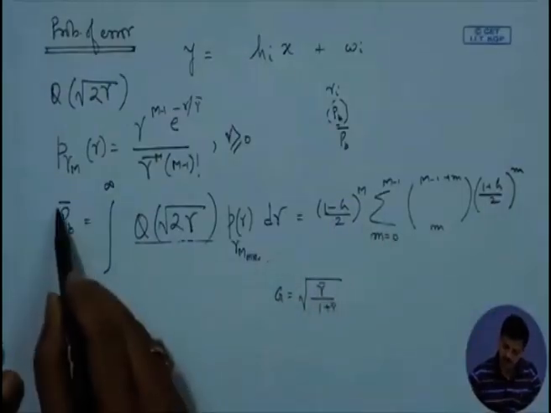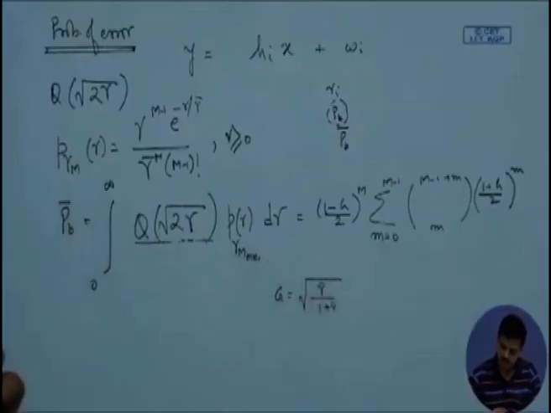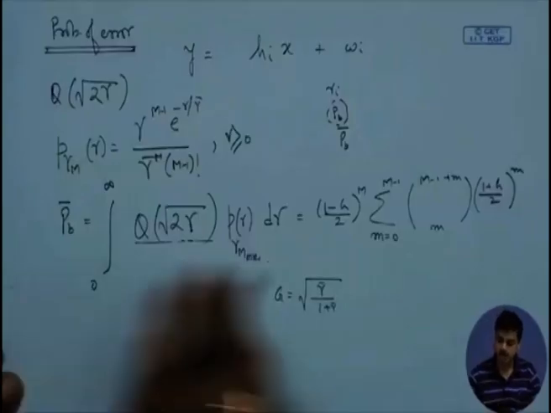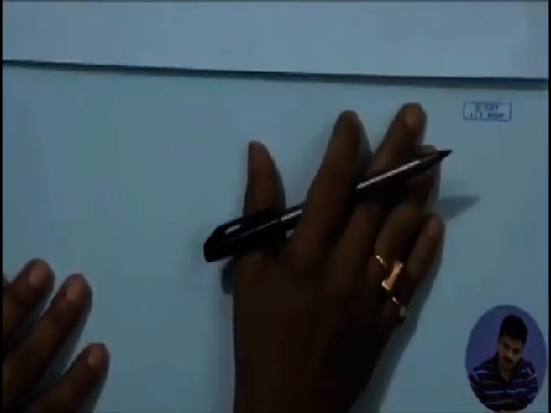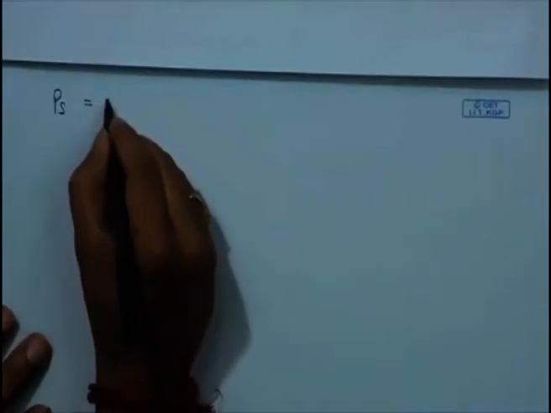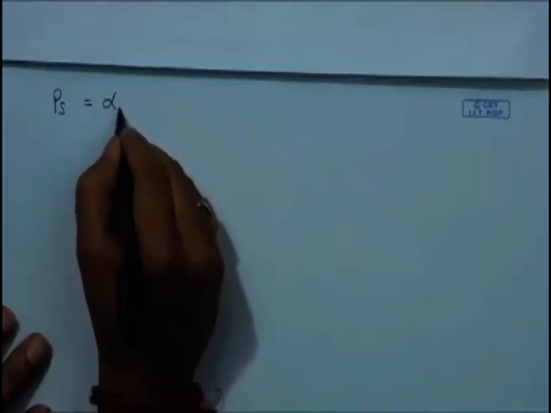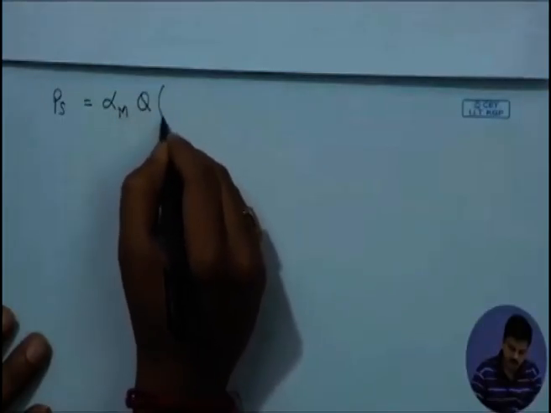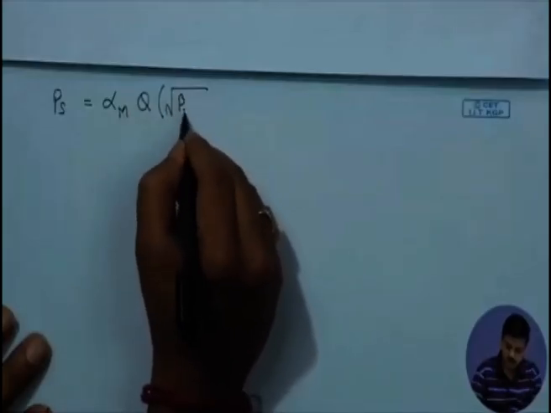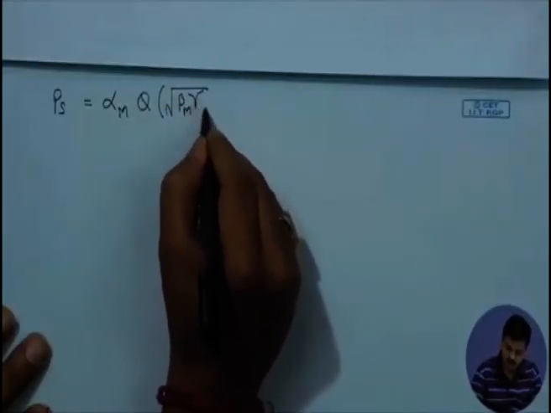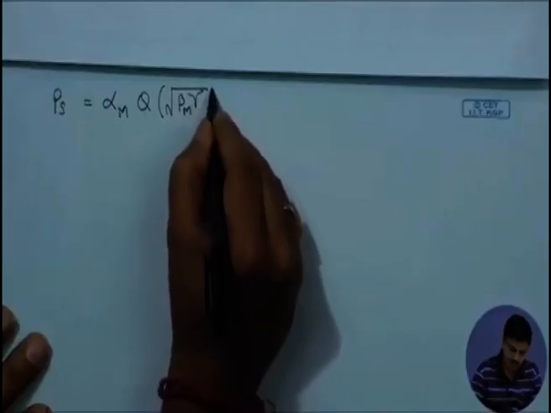Now this way to calculate the probability of error is not so straightforward, but there are other techniques by which we can do it. So let us take one particular method of doing the error probability calculation. In general, the probability of symbol error, I am talking about a general expression, can be approximated as alpha_M times Q function of square root of beta_M times gamma, the particular gamma that we are using.